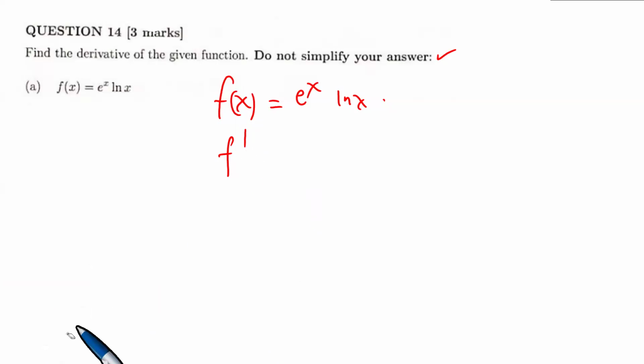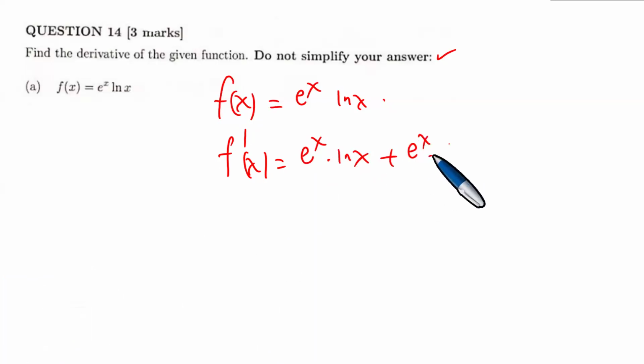So f prime of x is e to the x ln x. So first find the derivative of e to the x, which is e to the x ln x, plus e to the x times 1 over x. Like this. And this obviously becomes the answer. But do not simplify your answer, so you can leave your answer in this form. You can even put some parentheses around here. And therefore, your answer is exactly that one.